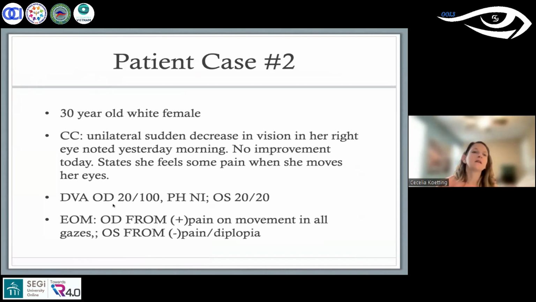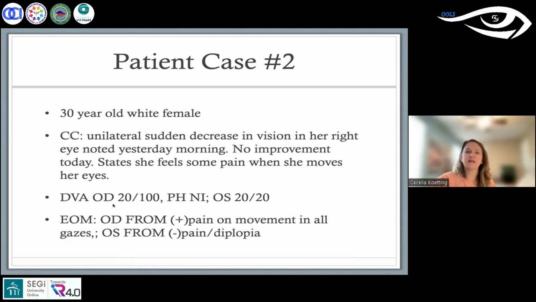A 30-year-old white female comes in with unilateral sudden decrease in vision in her right eye, noted yesterday morning, so new, and no improvement today. She states she feels some pain when she moves her eye. Okay, young female, blurred vision with pain on movement. We know where we're starting to think, right? Vision is 20/100 in the right, pinhole no improvement, left eye's 20/20. We do have full range of motion, but she is having pain on movement in all gazes. Left eye is fine.